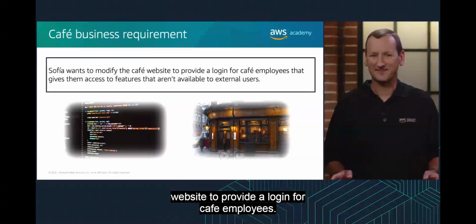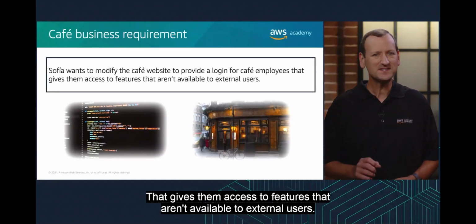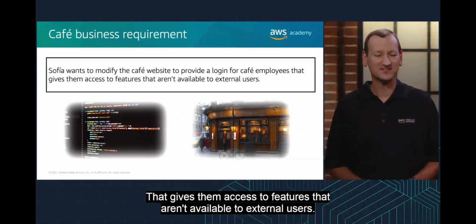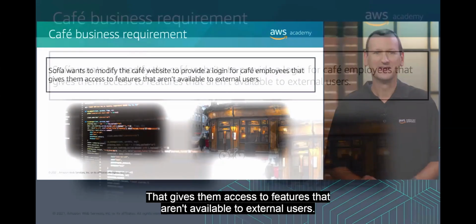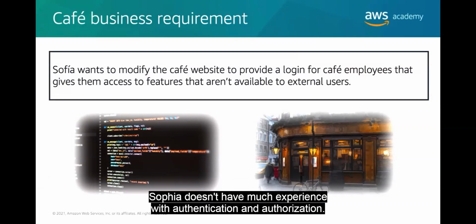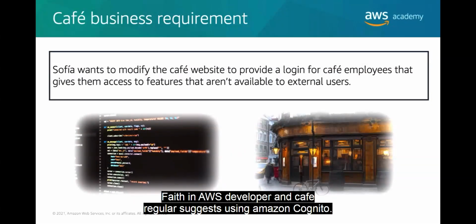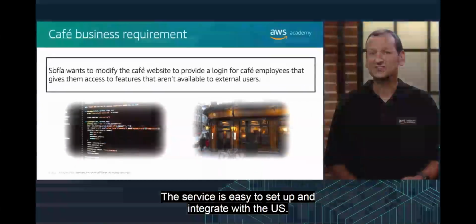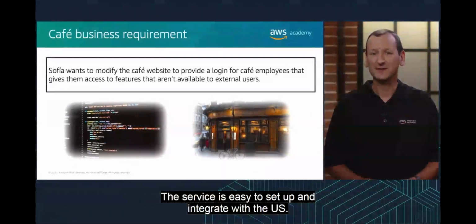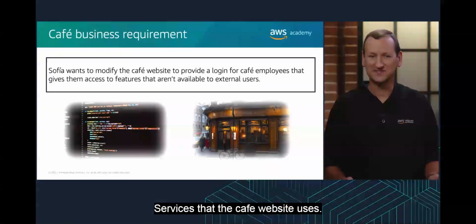Sophia wants to modify the Cafe website to provide a login for Cafe employees that gives them access to features that aren't available to external users. Sophia doesn't have much experience with authentication and authorization. Faith, an AWS developer and Cafe regular, suggests using Amazon Cognito. The service is easy to set up and integrate with the AWS services that the Cafe website uses.